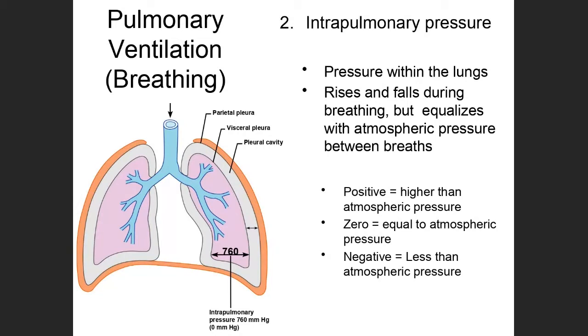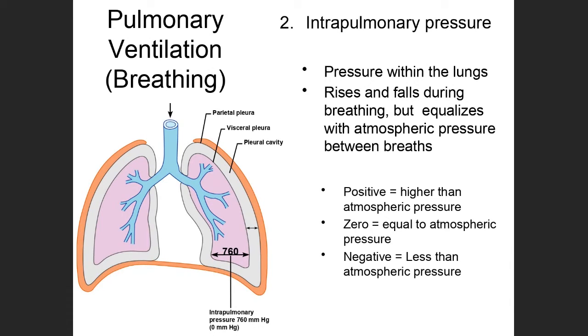When intrapulmonary pressure is higher than atmospheric pressure, air is going to move from the lungs to the outside of the body because it's just moving down its pressure gradient. It's moving from an area of higher pressure to an area of lower pressure. When the pressure in the lungs is lower than atmospheric pressure, you're going to inhale. Air is going to move from outside the body, from that higher atmospheric pressure, to that lower intrapulmonary pressure that's inside of the body.